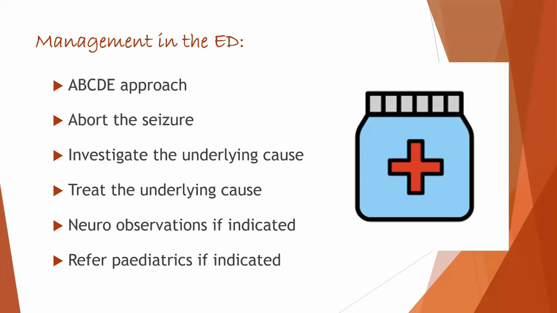Then you want to abort the seizure if the child is still actively seizing. Then you want to investigate for an underlying cause. You want to treat the underlying cause. And then you want to do neuro observations if they are indicated, and refer to pediatrics if they are indicated.